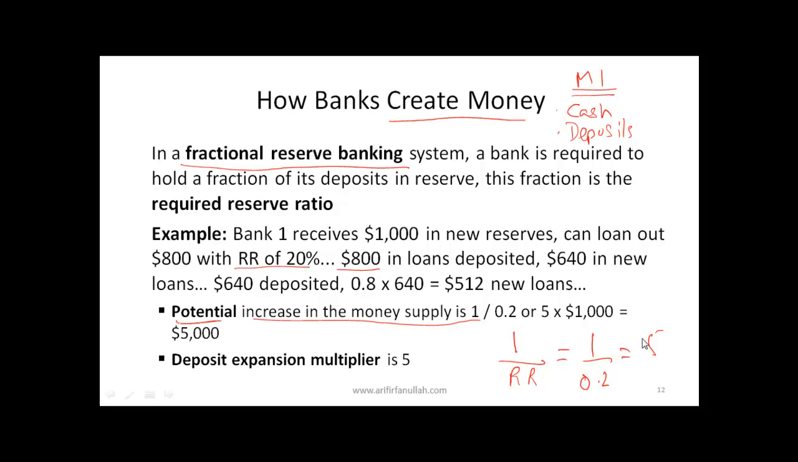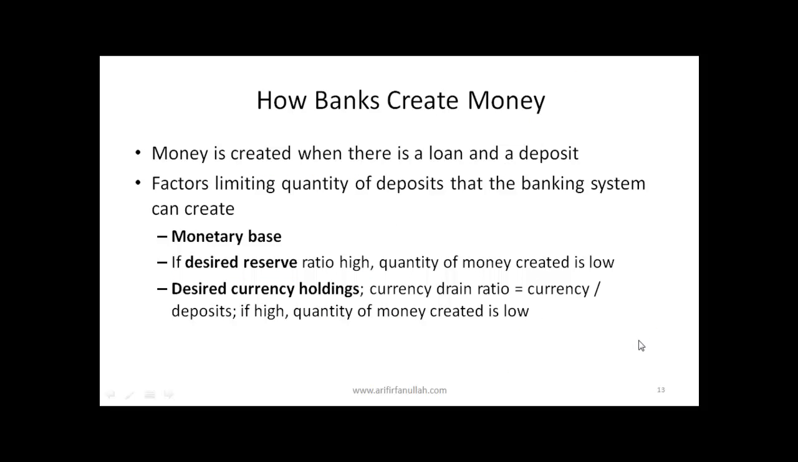Now intuitively, if the reserve ratio were lower, 10%, then would the multiplier be higher or lower? What exactly will it be? 1 divided by 0.1, which is 10. So the lower the reserve ratio, the higher the multiplier, because we can have more and more money created. So that's essentially what we've been talking about. Money is created when there is a loan and a deposit.